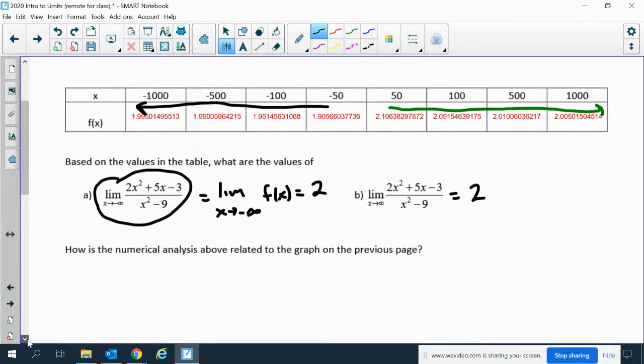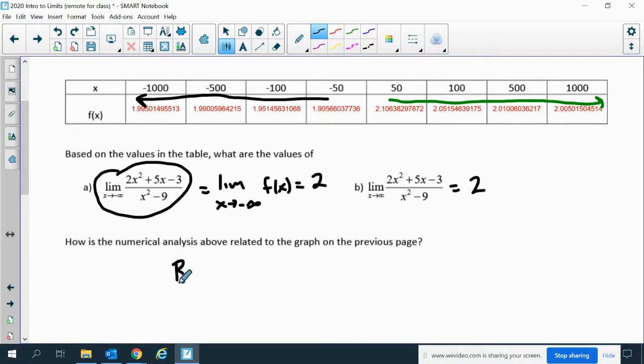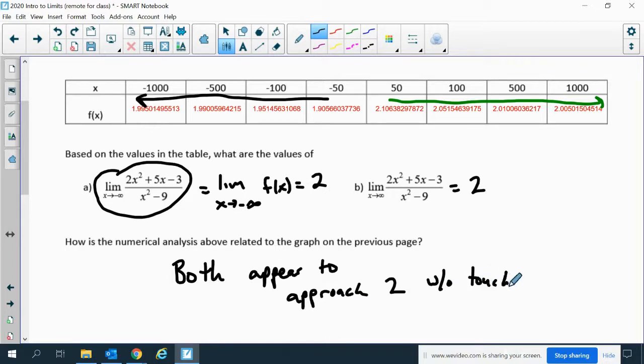How is the numerical analysis related to the graph? Both appear to approach 2 without touching 2. I should say f of x or y equals 2 without touching y equals 2. And that's kind of what it means for a limit. So a limit is what we approach as we get to a certain value.